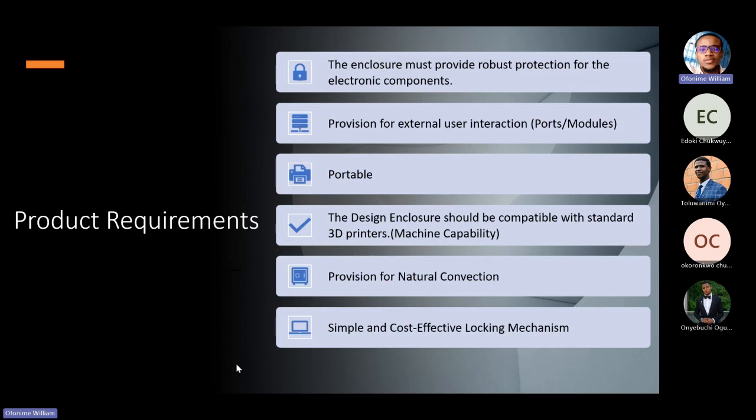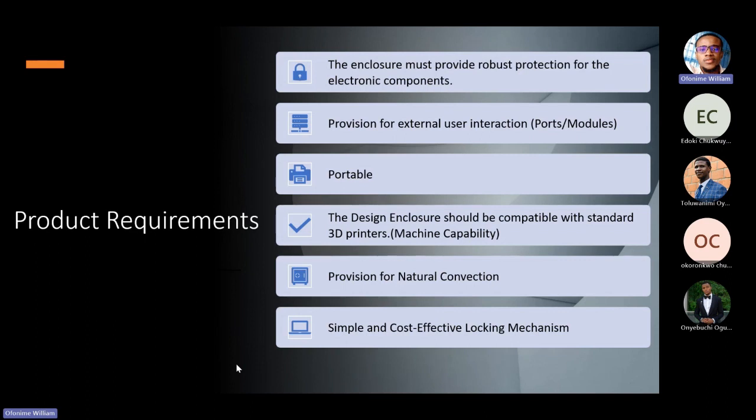So just because of our time, I will quickly guide us through some of the product requirements we have here. We've pictured what we are about to make after this session. Holding that in your memory, now look at some of these requirements and see how they will tally with that, and how we are going to get them done at the end of the day. For instance, the enclosure which we are trying to build, as a first requirement, must provide robust protection for the electronic components inside. Of course, we had a glimpse of what it looks like, so you should start picturing what we are talking about. Now, the next one, we said provision for external user interactions.